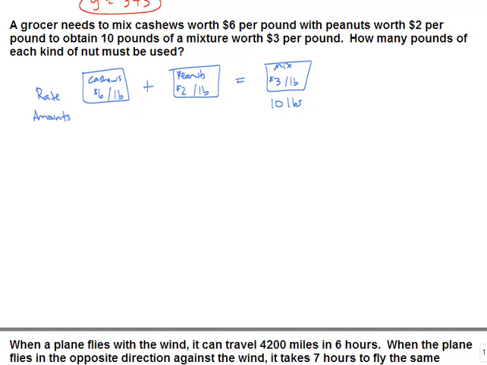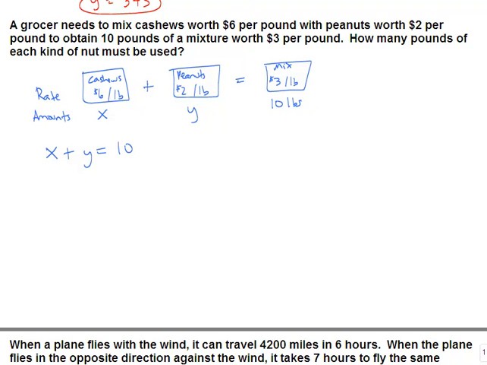Okay, so we can still treat this just like the last example. We want to know how many pounds of each kind of nut must be used. So we want to know how many cashews we're going to need, so let's call that X. We want to know how many peanuts we need, let's call that Y. And what we know is that we're pouring together X pounds of cashews with Y pounds of peanuts, and we're trying to obtain 10 pounds total. So that means this bottom row, x plus y, has to equal 10. So there's how we get our first equation in our system.